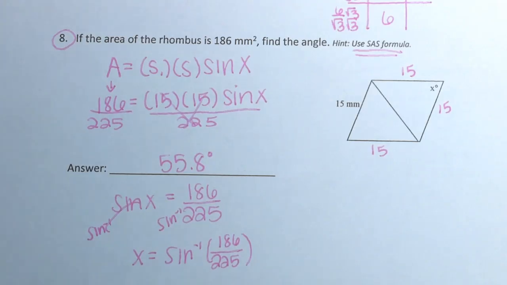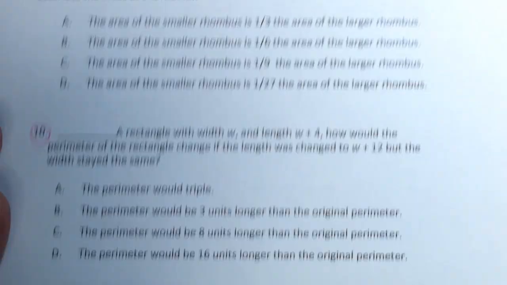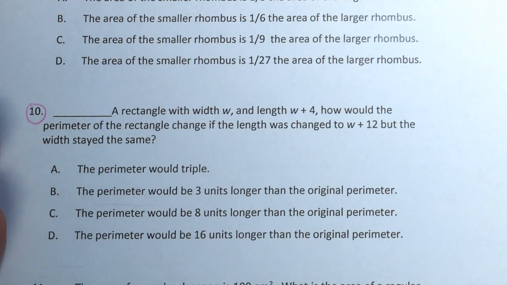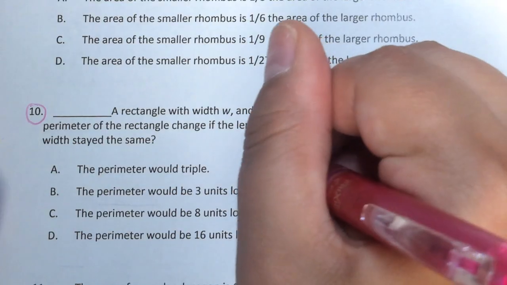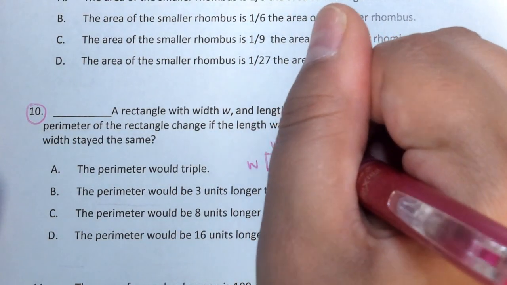All right. Turning over our paper. The answer to 9 is C. The answer to 10, somebody had a question about 10. It says a rectangle with a width W and a length W plus 4. So I'm just going to draw this right here. W and W plus 4.